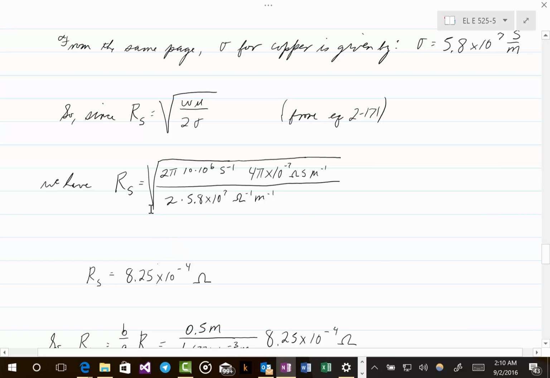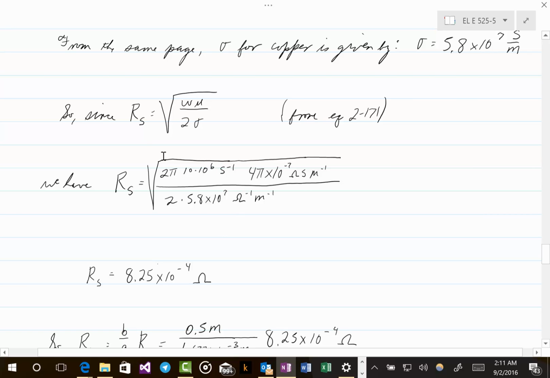So now we plug in everything for RS, and we're going to make sure all the units work out okay. So omega is 2 pi F. So that's 2 pi, and remember F is 10 megahertz, so we have 10 times 10 to the 6th. And this S here, this is not Siemens, this is seconds, it's hertz, so inverse seconds. And then mu is 4 pi times 10 to the minus 7th henries per meter. But remember, we found out in lecture 4 that a henry is an ohm second. And so we have ohm seconds and then meters to the minus 1. In the bottom, we have 2. And then this quantity we got from the index, 5.8 times 10 to the 7th Siemens per meter.